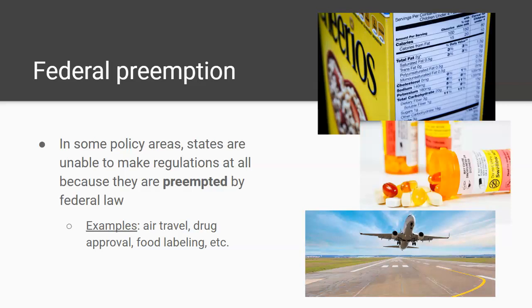Here's some more examples. Laws about prescription drug approval. All drug approvals run through the FDA, the Food and Drug Administration. It is not a state-by-state decision. Here's another. Almost anything having to do with air travel, airline regulation, air safety, it's all preempted by the national government with no role for the states.